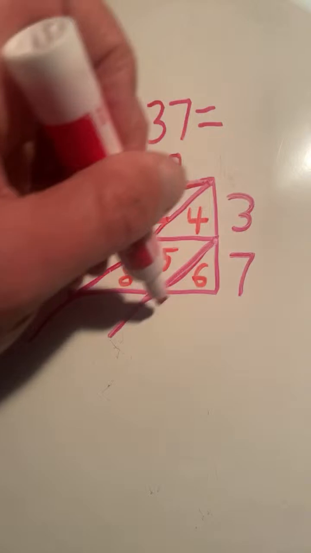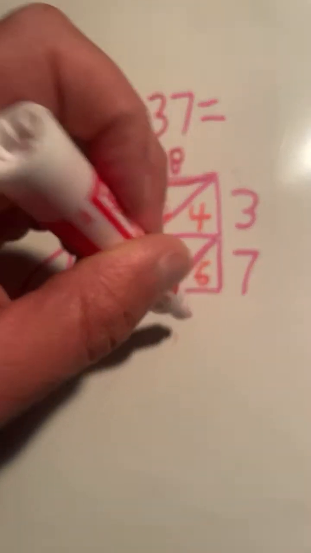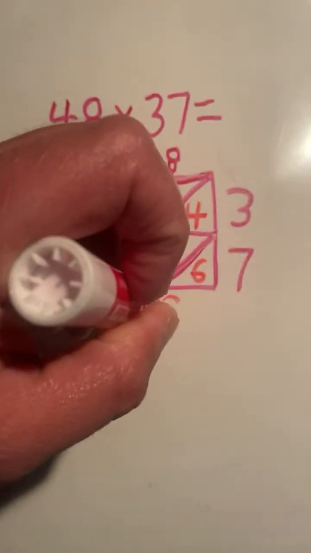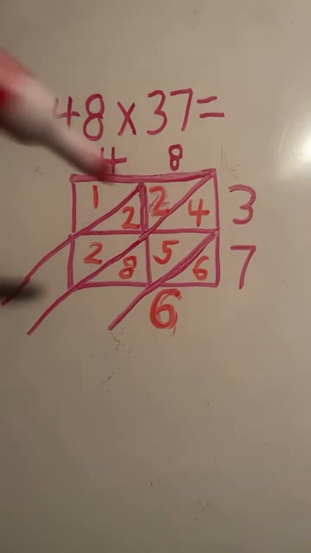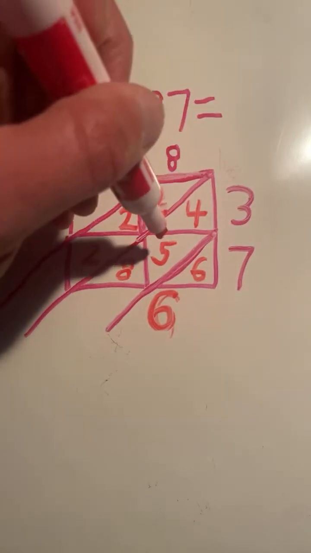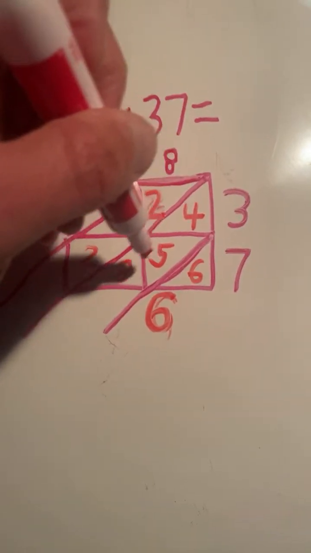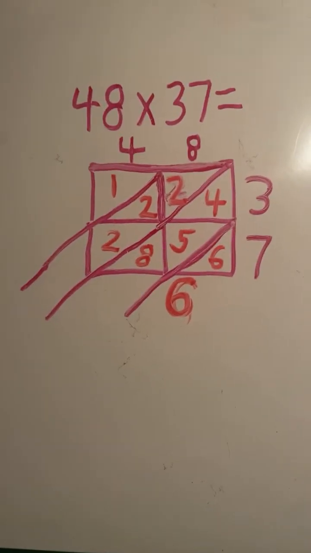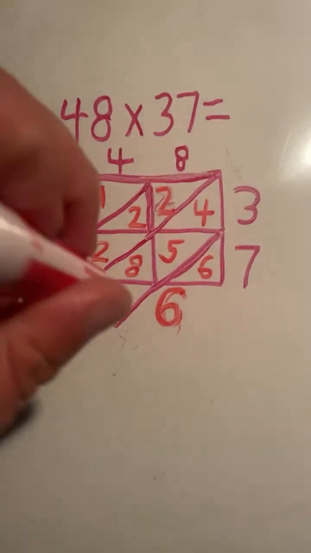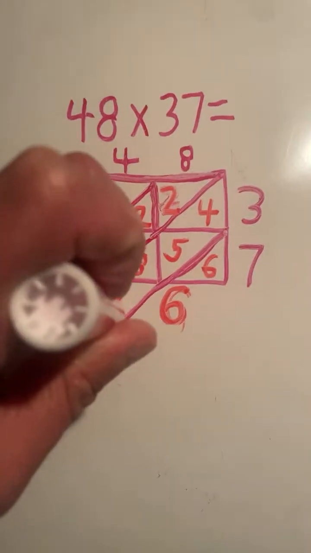So along the first line, all we have is a 6. Here we have to add 4 plus 5 plus 8. 4 plus 5 equals 9, plus 8 equals 17. Now we do need to regroup just as we would with any other addition problem. So the 7 in 17 goes in the tens place.